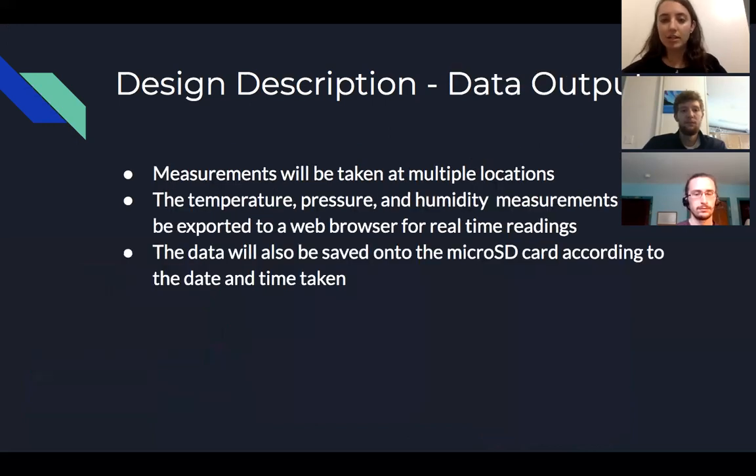So then going into our data output program. The measurements are going to be taken at different locations throughout the plenum and then exported to an IP address using the Wi-Fi capabilities of an Arduino. On that address, you'll be able to see real-time readings of the temperature, pressure, and humidity in the plenum at each of the locations, and also scroll through this website to see the history of all the readings. The data will also be saved onto a micro SD card with the date and time taken for records and just to have a backup of all of this data.